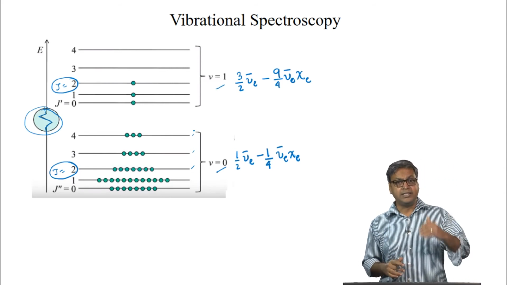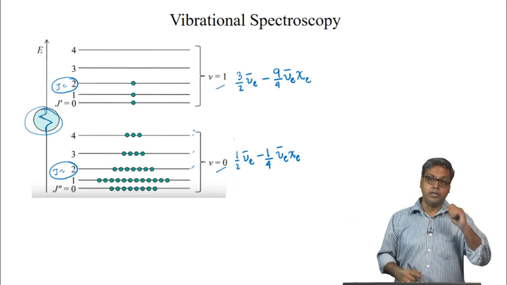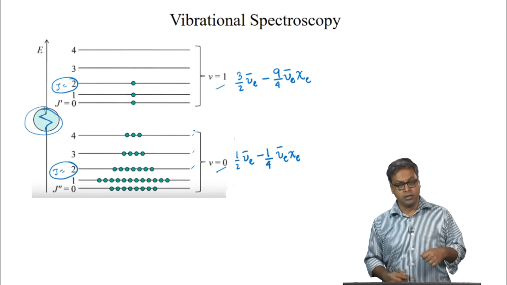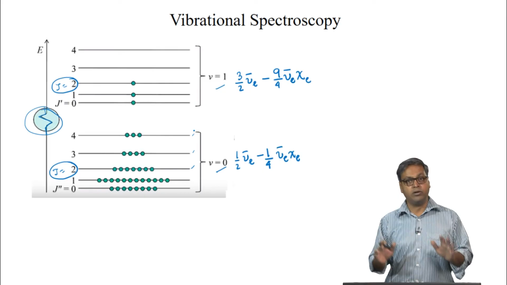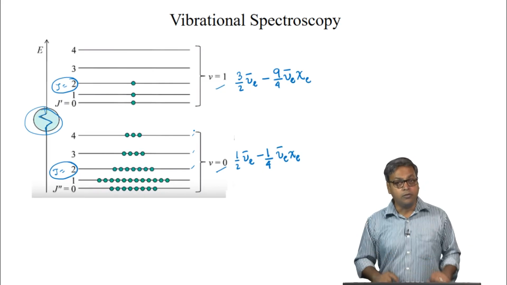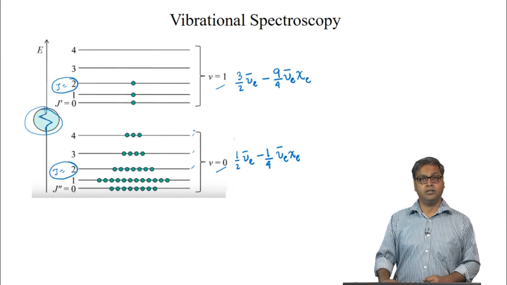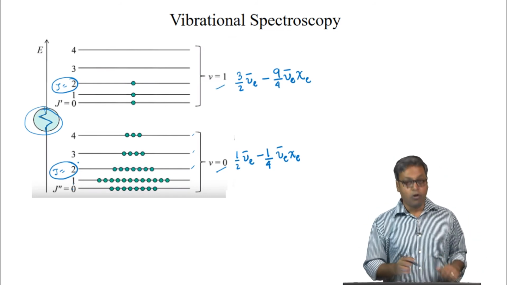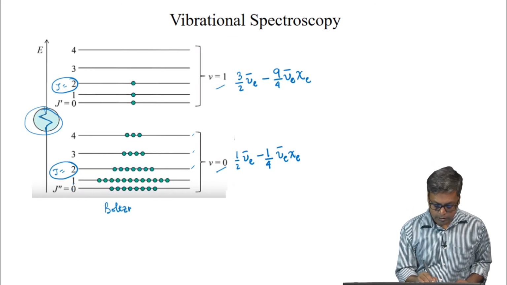If the molecule is excited from v equals 0 to v equals 1, it can increase or decrease its rotational energy, because the selection rule for the rotational transition is delta J equals plus or minus 1. In other words, it is rotationally excited or de-excited when we vibrationally excite the molecule. The figure here also illustrates the Boltzmann distribution.